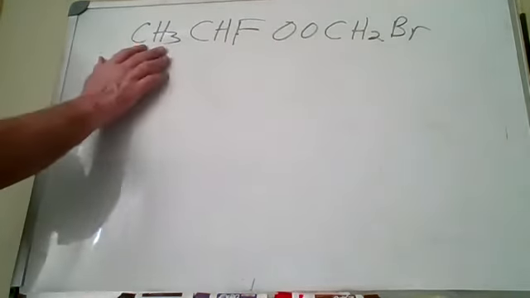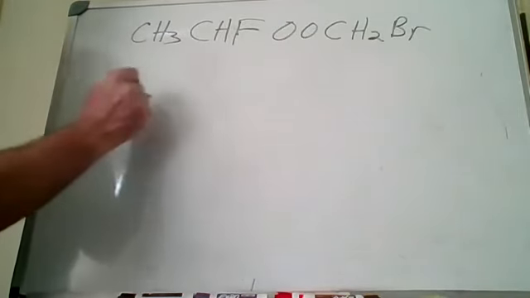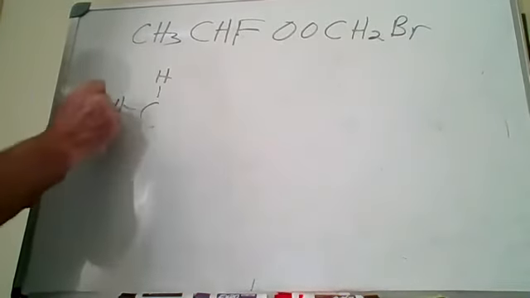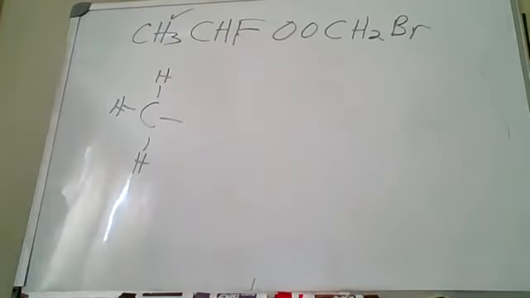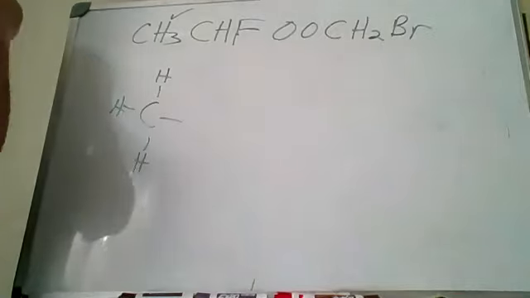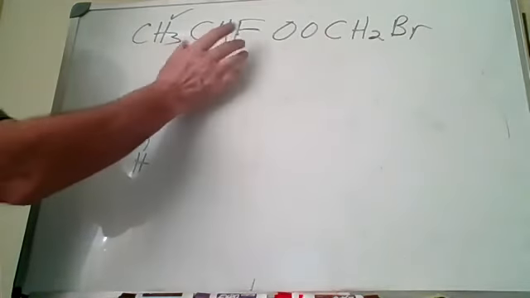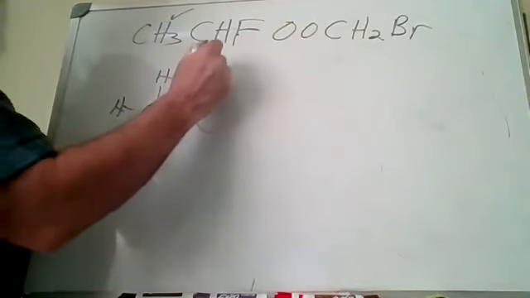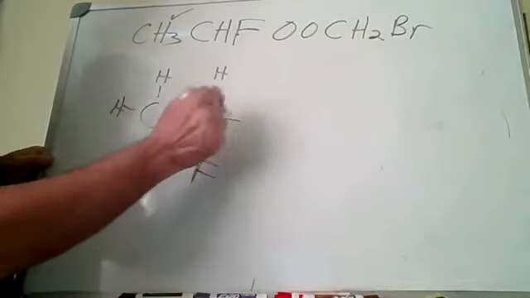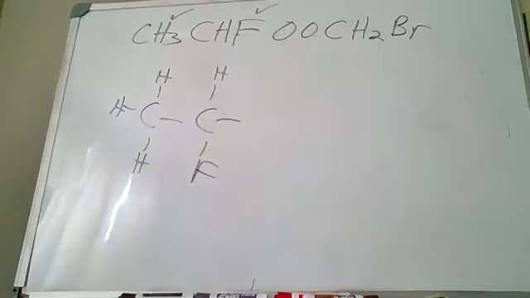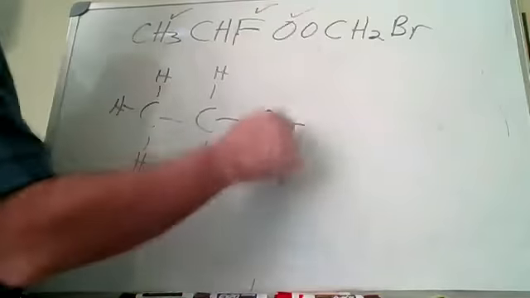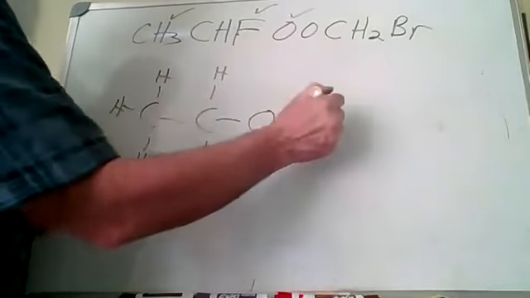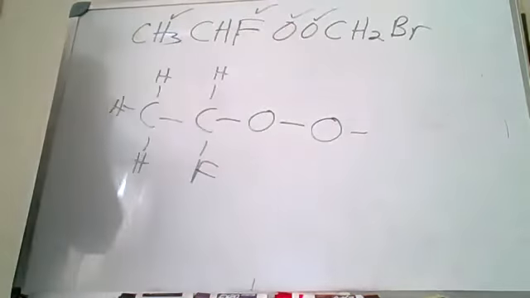Now, CH3, we know what that looks like. Carbon with 3 hydrogens attached to it, 1, 2, 3, and then an open-ended 4th bond for the carbon. Now CHF, the fluorine can only make 1 bond, so this is going to look just like CH2. And it doesn't matter whether I put the fluorine on the top or the bottom. Open-ended bond here to keep the chain growing. Then I'm going to put the first oxygen in with an open-ended bond, and the second oxygen in with an open-ended bond.